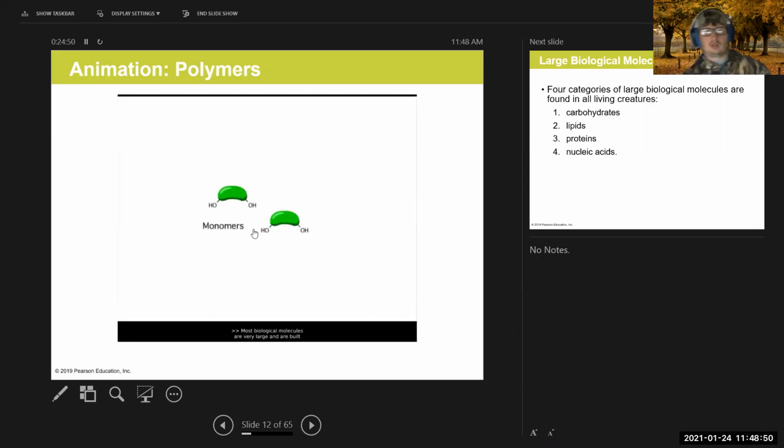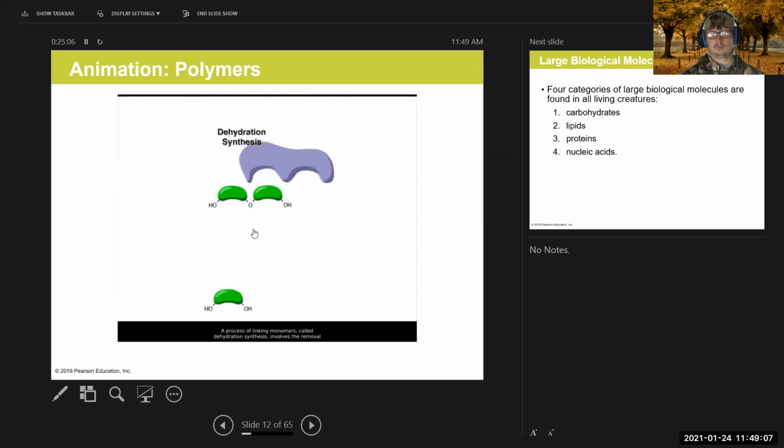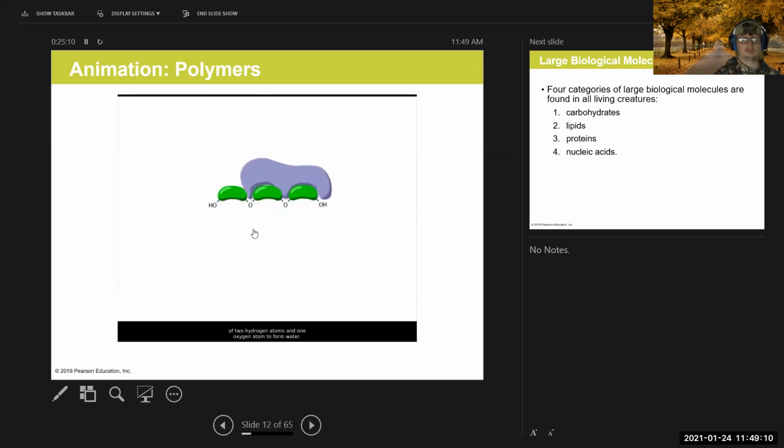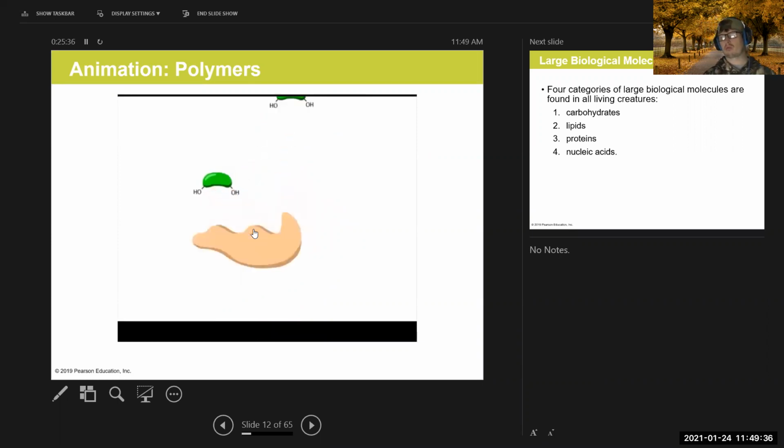Most biological molecules are very large and are built by assembling small molecules, or monomers, into long chains. The resulting molecules are called macromolecules, or polymers. A process of linking monomers, called dehydration synthesis, involves the removal of 2 hydrogen atoms and 1 oxygen atom to form water. One way this might happen is diagrammed here, where several generic monomers are shown with OH groups that could be used for linking. The animation illustrates the joining together of monomers by dehydration synthesis, catalyzed by a polymerase enzyme, and the reverse process, in which added water results in hydrolysis, catalyzed by a hydrolase enzyme.